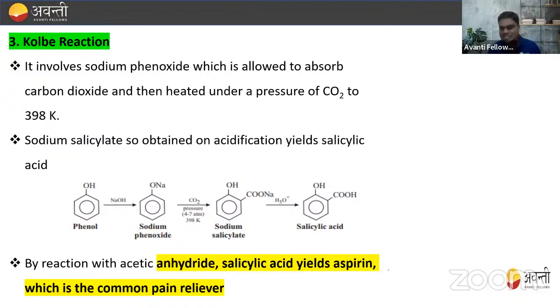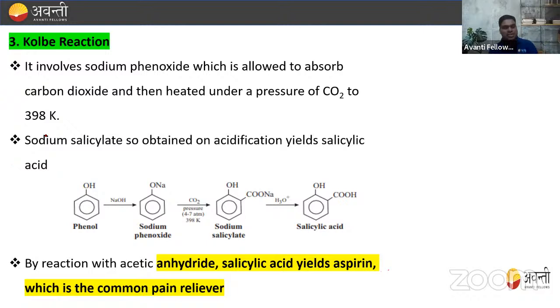So, what is happening in this reaction, beta? Anyone? It involves sodium phenoxide which is allowed to absorb carbon dioxide. So सबसे पहले sodium phenoxide बनाएंगे and they are allowed to absorb this carbon dioxide and then heated at a high pressure to produce salicylic acid, right? This is salicylic acid. So I hope this is clear, everyone. Chalo. So sodium salicylate so obtained, on acidification, gives salicylic acid.